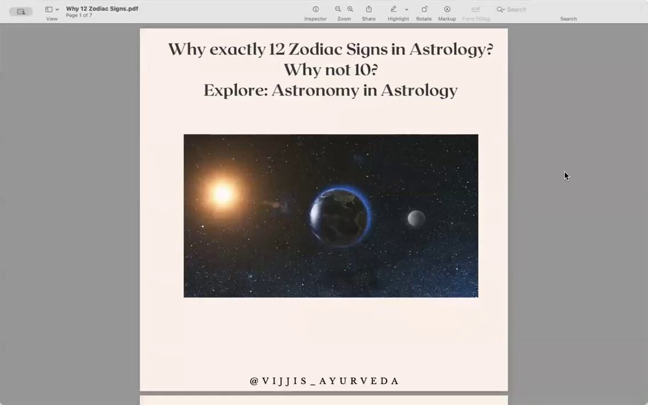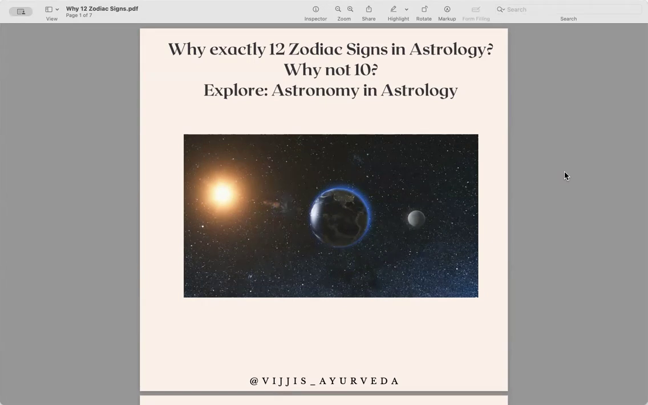Good day, dear friends. In today's video, we are going to see why there are exactly 12 zodiac signs in astrology and why not 10 or 13. Okay. So, the reason why we have 12 zodiac signs is because of astronomy. When I explain this, it will become clear that astronomy is the actual basis of astrology. Okay. So, let's see why 12 zodiac signs.